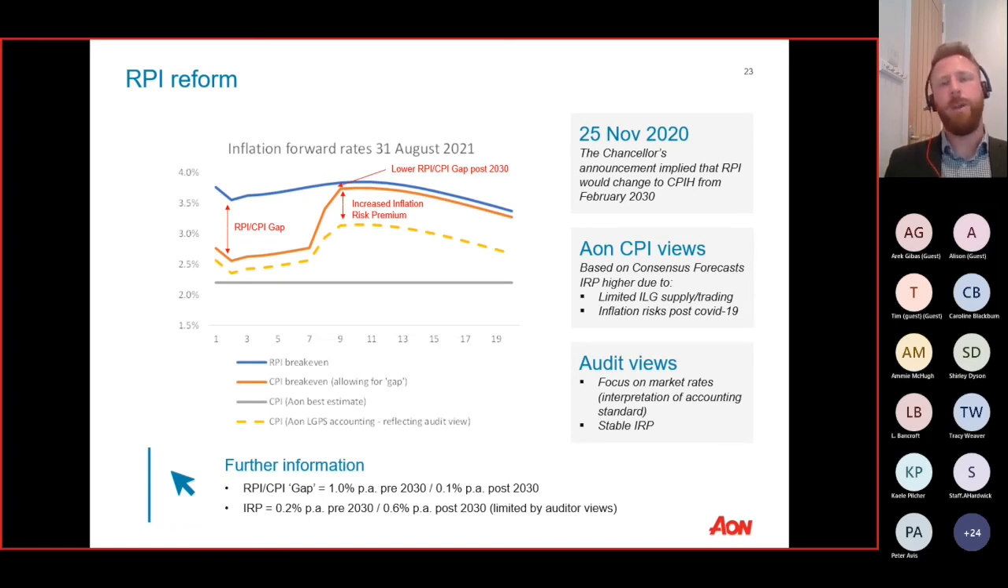The difference between CPIH and CPI is that CPIH includes housing costs. This was effectively confirmed by the Chancellor's response to his RPI consultation in November 2020. So that was during this accounting period, so it is something that needs to be allowed for.